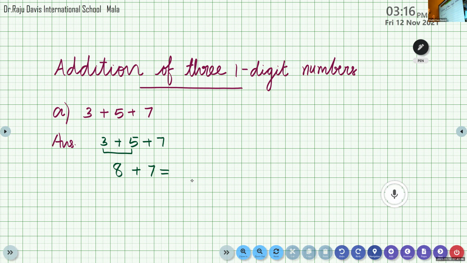We will add the first two numbers. So here we have 3 plus 5 plus 7. 3 plus 5 is equal to 8. Then we will add the third number. That means 8 plus 7. So the answer is 15.